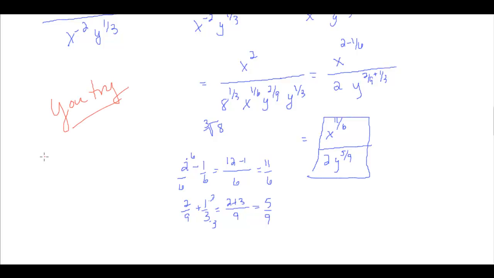Let's try this one. 27 x to the 1/3 y squared all to the 1/3 power, and we'll divide that by x squared y to the negative 1/3. So give that one a try. Again, put all those you tries on a separate sheet of paper. We will take a look at those in class, and I will collect them on Monday. So that's a wrap.